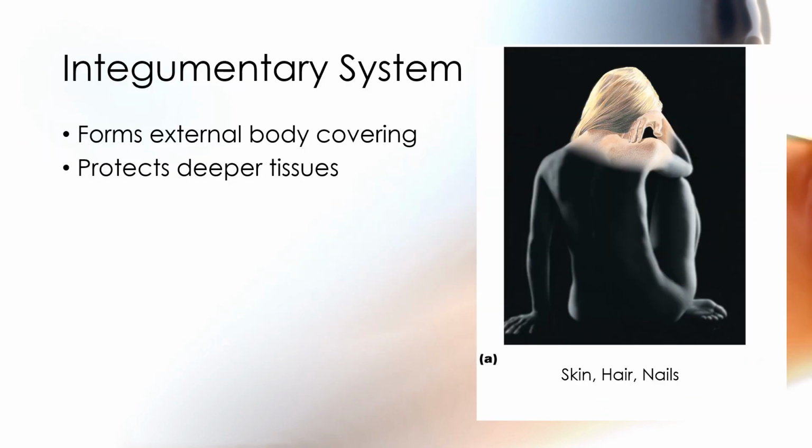So the first system we're going to talk about is the integumentary system. The integumentary system is really forming an external body covering. So what is that? Well, that's our skin, right? It's a protective layer to protect all the deeper tissues, okay? The skin covers our whole body. But not only is the skin part of the integumentary system, but so are our hair and nails, okay? So we can't forget about the hair and nails.